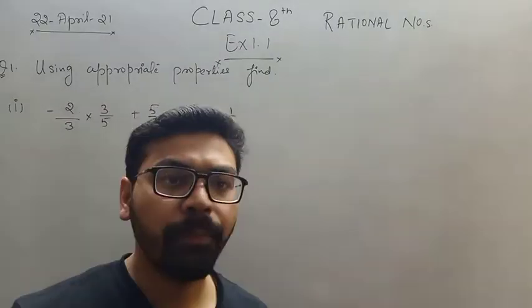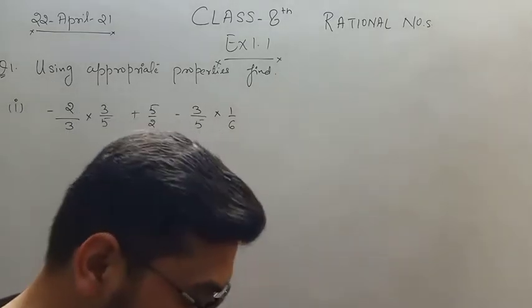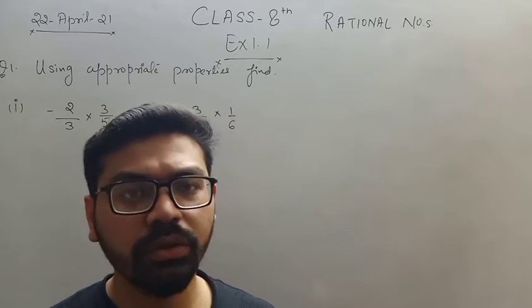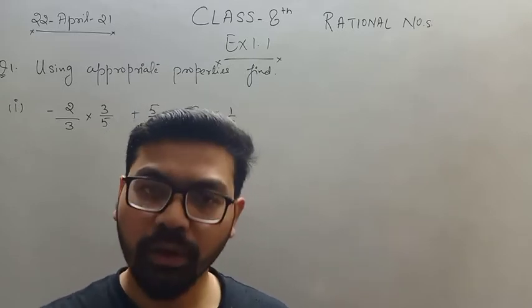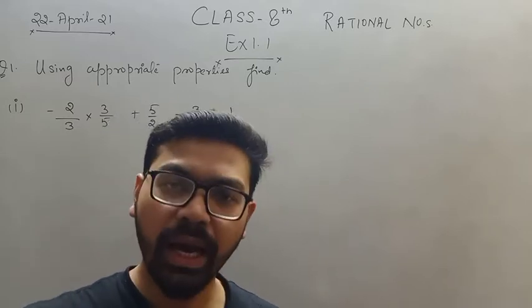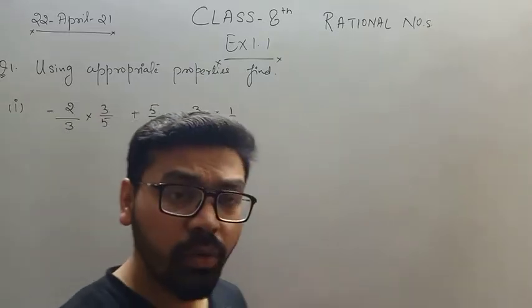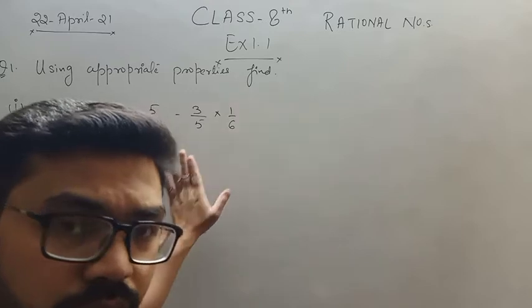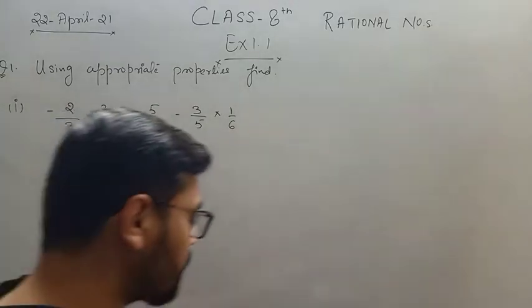So good morning students. Today we are going to start exercise 1.1, and the questions given in exercise 1.1 are based on the properties that we have learned, like closure property, commutative property, associative property, and distributive property, additive inverse and multiplicative inverse. Okay, one thing is, what is distributive property? So before solving this question, first I'll tell you what is distributive property.